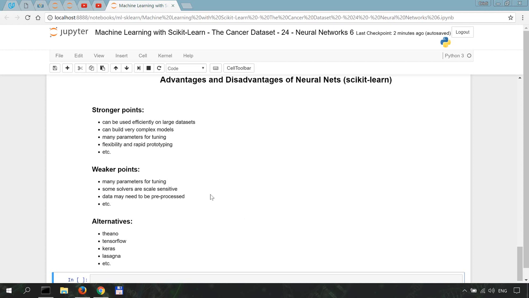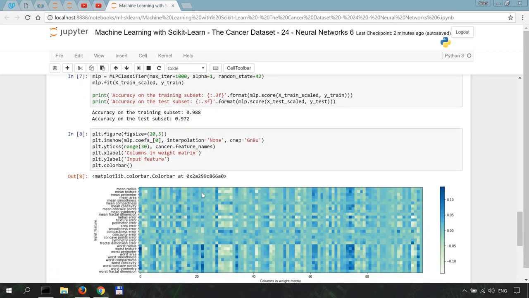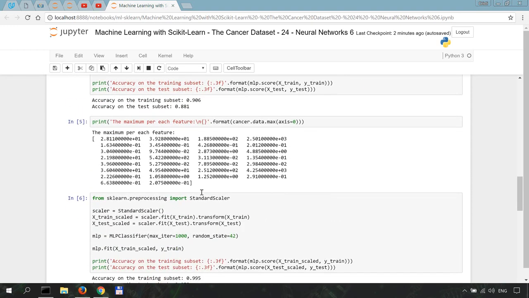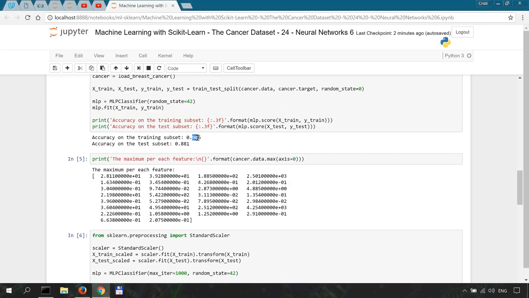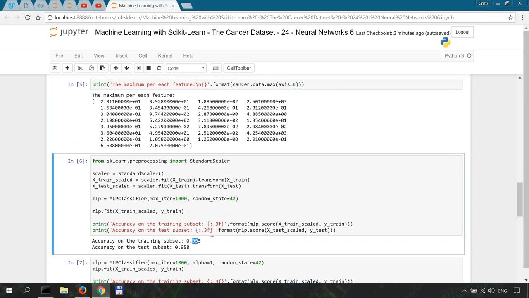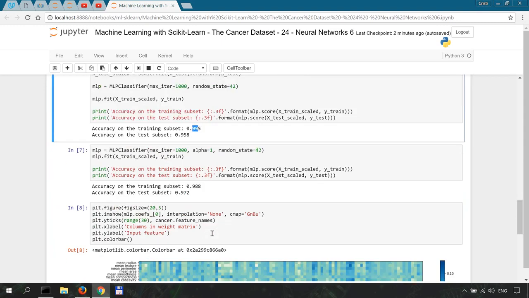Additionally, pre-processing of the data in one way or the other is often required, especially if we use solvers like Adam, which is the default for MLPs in scikit-learn. Remember how the performance of our neural network improved with the scaling of the data, and it improved quite significantly. So from about 90% to like 99.5%.